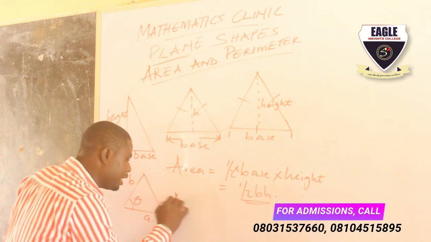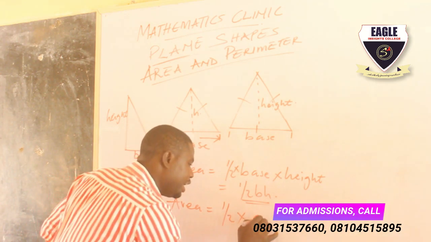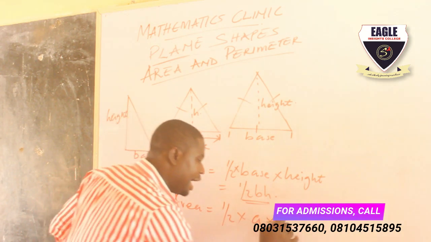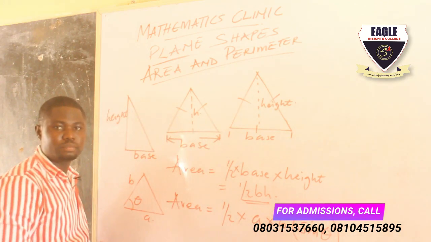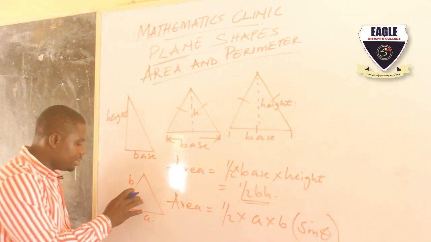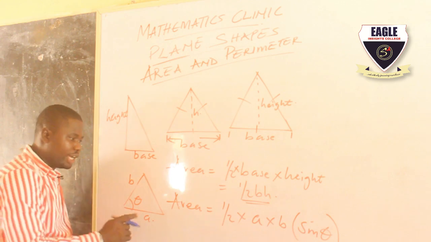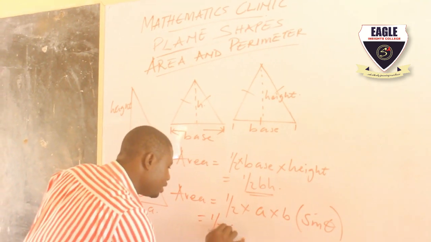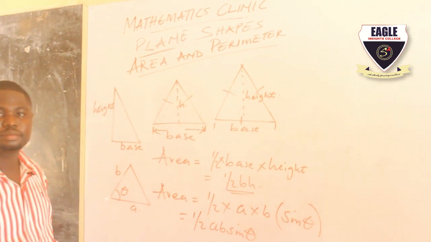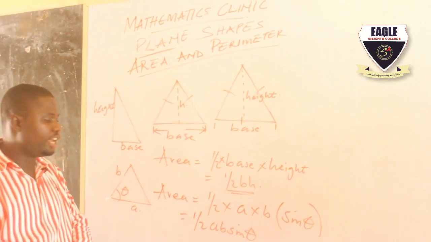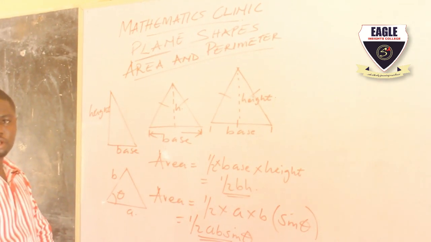In this case, my area is half multiplied by A multiplied by B and multiplied by sine theta. And what is that saying? The sine of the angle between the two sides. And that gives me half AB sine theta. With this, we have been able to see what the area of a triangle is.